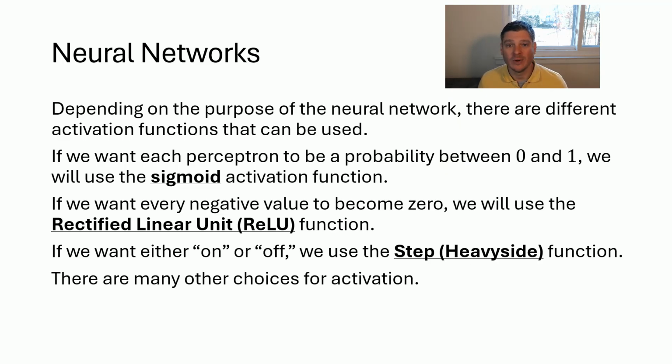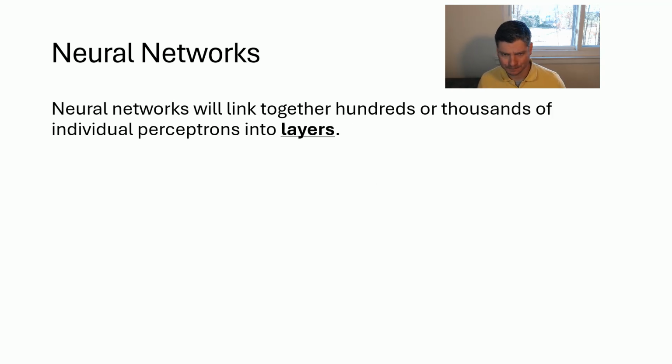Now, depending on the purpose of our neural network, there are different activation functions that we can use. If I want each perceptron to be a probability between 0 and 1, we use the sigmoid to squish it between 0 and 1. If I just want every negative value to be 0 to basically turn off that neuron or that perceptron, we can use the ReLU or the rectified linear unit. Or if I literally just want on and off, a 1 or a 0, we can use the step or the Heaviside function. And there are many other choices for activation as well, but these are probably the most popular.